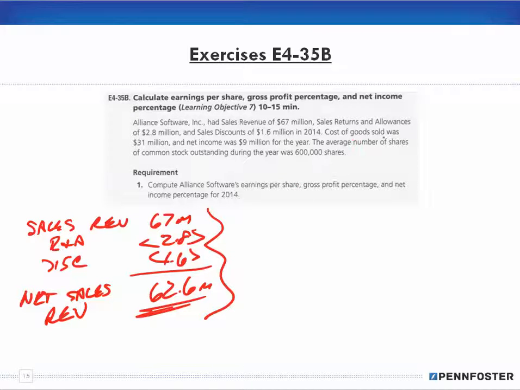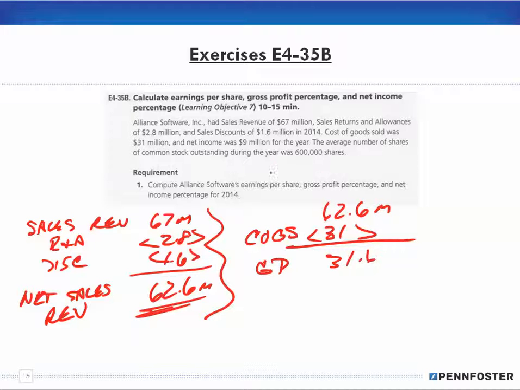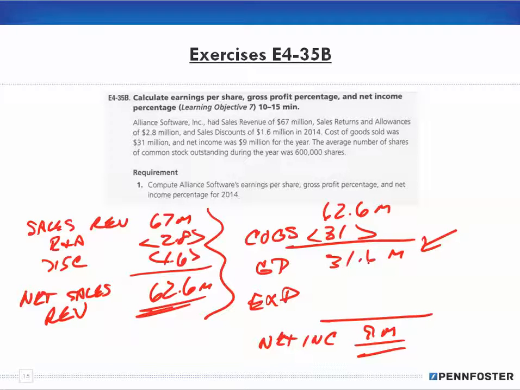Okay. So then it says cost of goods sold was 31 million. So if I'm at 62.6 and I take out my cost of goods sold of 31 million, that gives me a gross profit of 31.6 million, right? And this gross profit figure is just something that's in the back of my head. And then it says it has net income of 9 million. Well, how do I get down to net income of 9 million? When I have my gross profit, I have to take out all of my other expenses. So what's the difference between the net income of 9 million and 31.6?